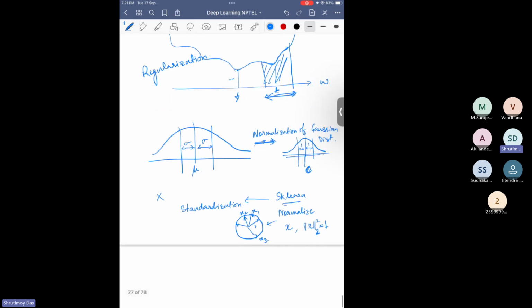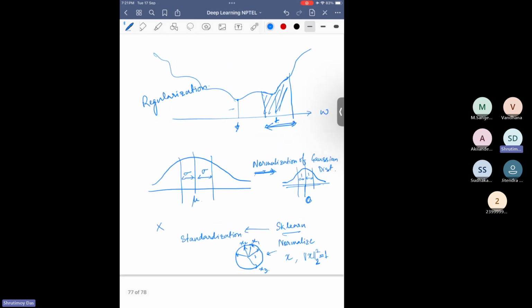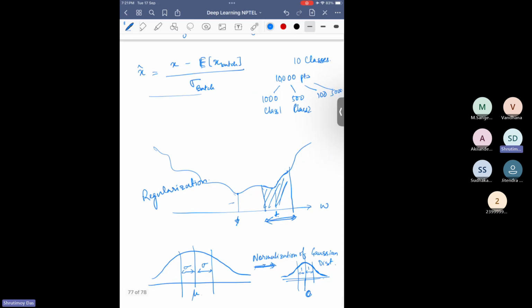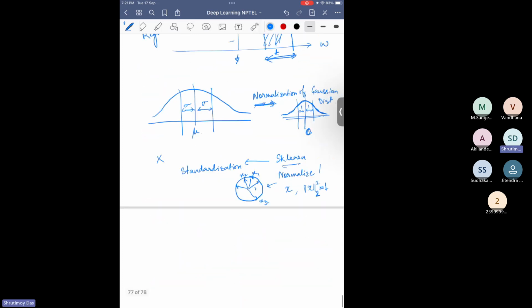But the normalization that I'm using in batch normalization is basically normalization of a Gaussian distribution. So that basically says that your mean and your variance are 0 and 1. So these are two different terms. This is normalization of a Gaussian distribution, and this is normalization of vectors. So, does it answer the question, or is something not clear?